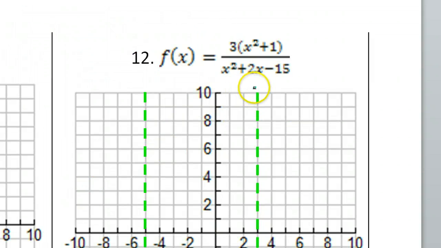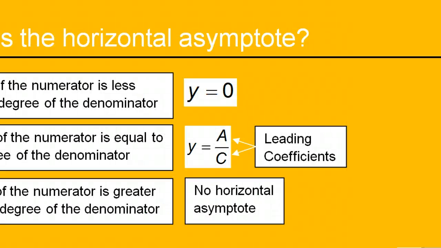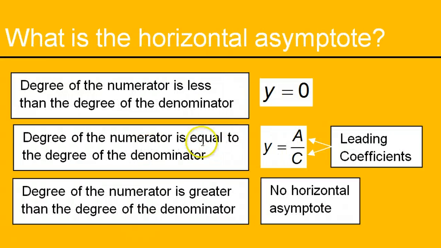All right, for the horizontal asymptote, that's where we consider the degree. The degree of the top, the numerator, is 2, and the degree of the denominator is also 2. So this is that situation where the degrees are equal. That means that the horizontal asymptote will be y equals a over c, where a and c are the leading coefficients.